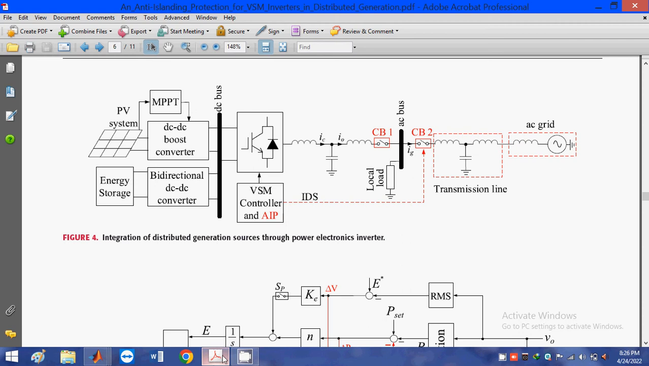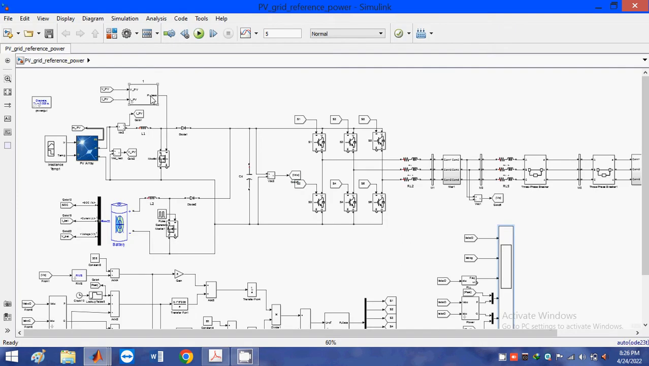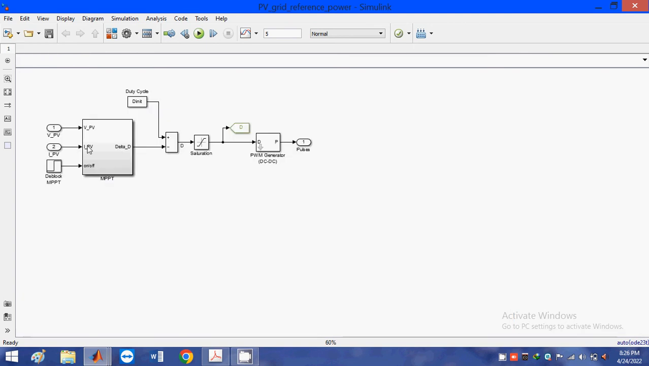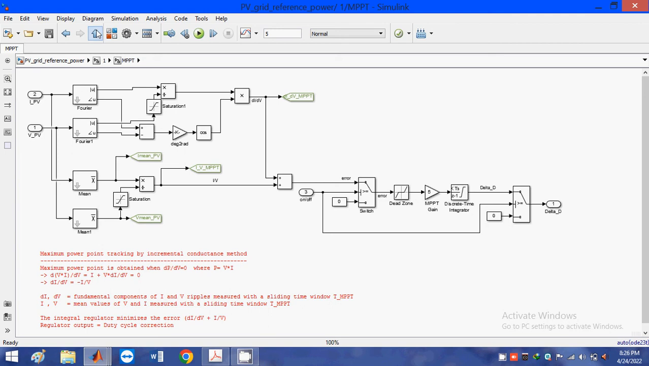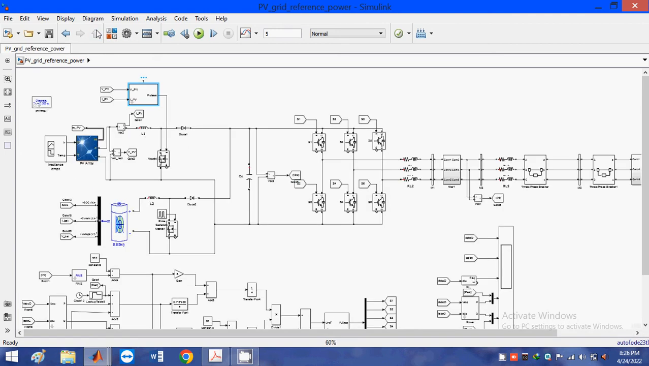From the MPPT controller I get pulses. So I just open the MPPT controller here. From the MPPT controller we can generate the pulses. That is the role of the MPPT. We require this pulse to turn on this MOSFET.